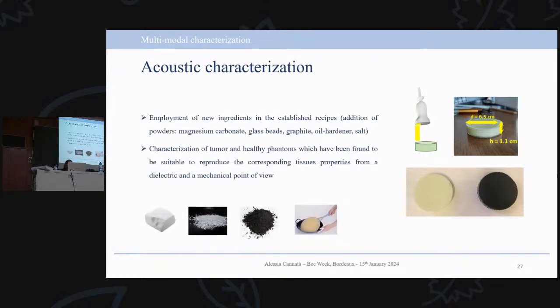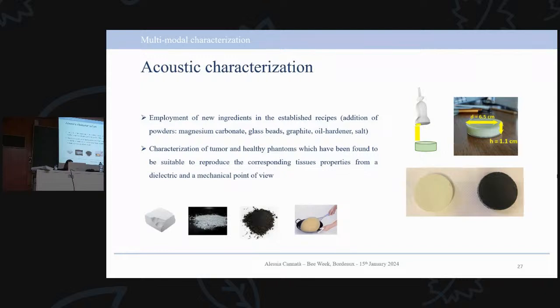As I told you before, at the very beginning of my PhD, I developed this list of mixtures. I characterized them electrically and mechanically. Then I wanted to see if they were compliant with the corresponding ex vivo tissues, even for the acoustic properties. But I had to change something in the mixtures. So I added different powders: magnesium carbonate, glass bead, graphite, alginate, and so on.